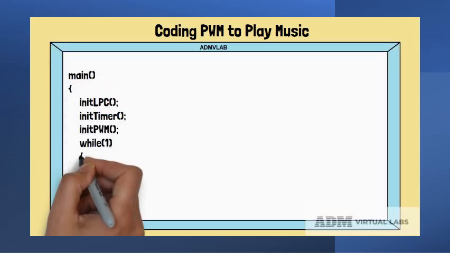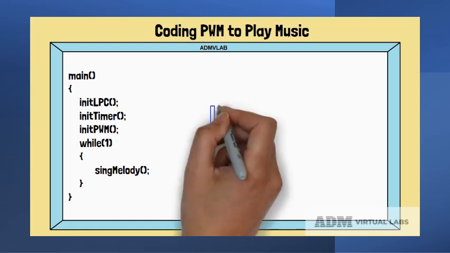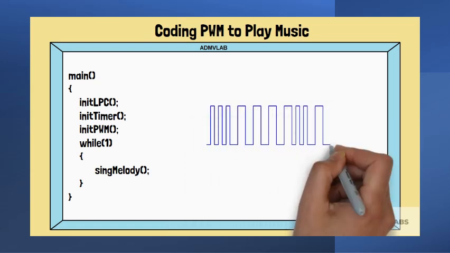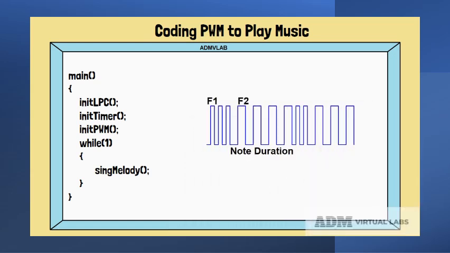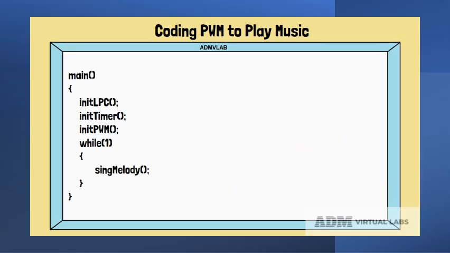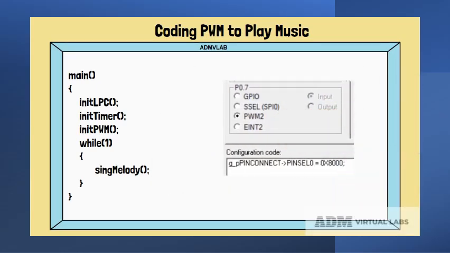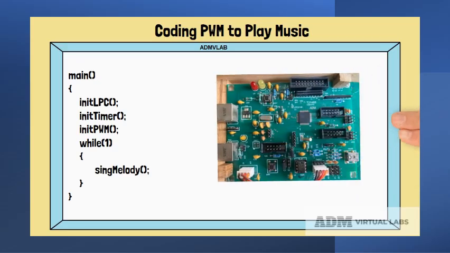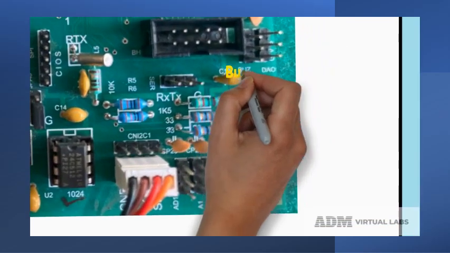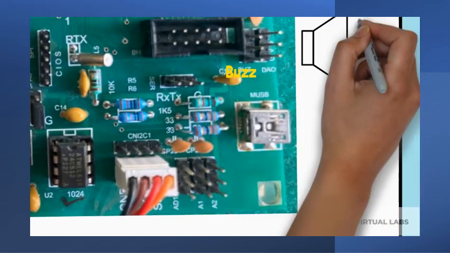In music theory, a note is a sound wave, which has a unique name, with a unique fundamental frequency. Each musical note is played for a certain duration of time. In our first function call, we configure only one pin, P0.7, for pulse width modulation. This pin will be used for generating musical notes to be played on a speaker.